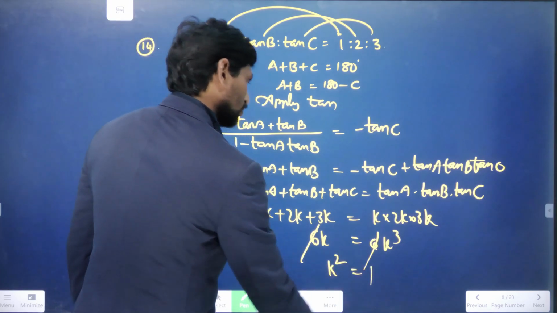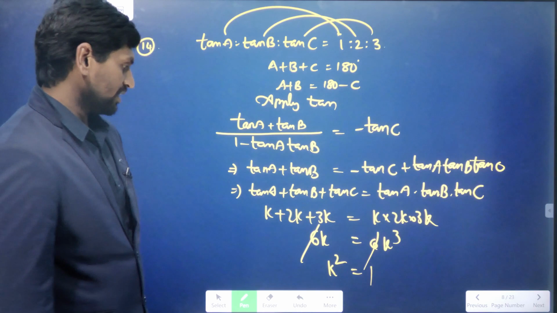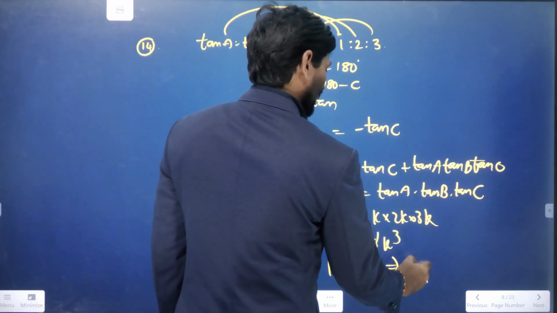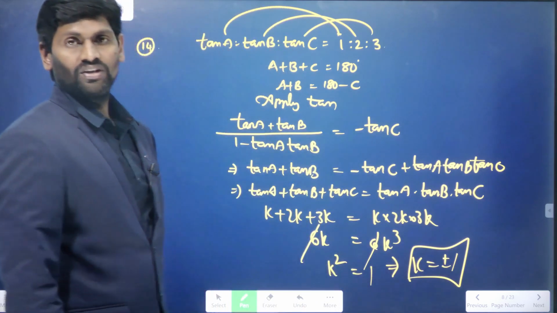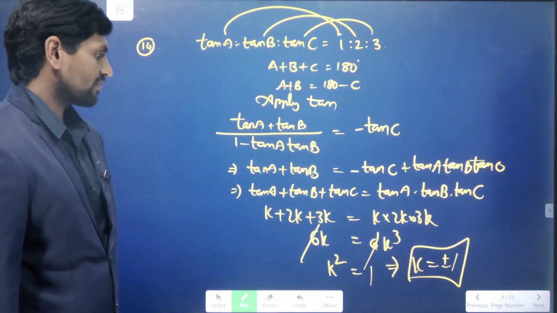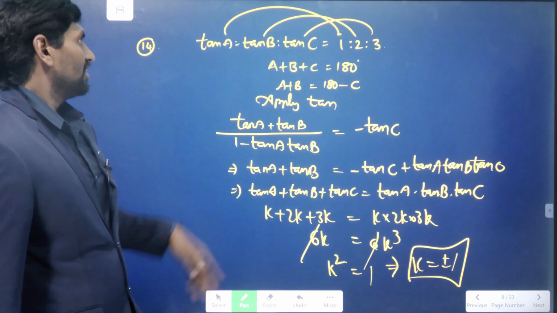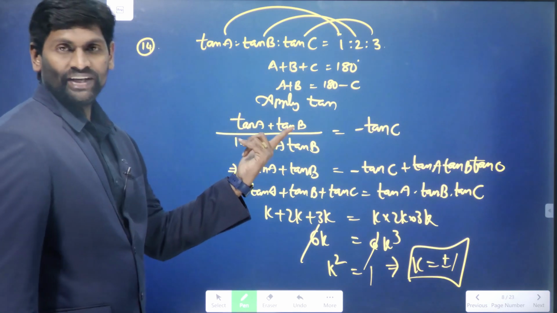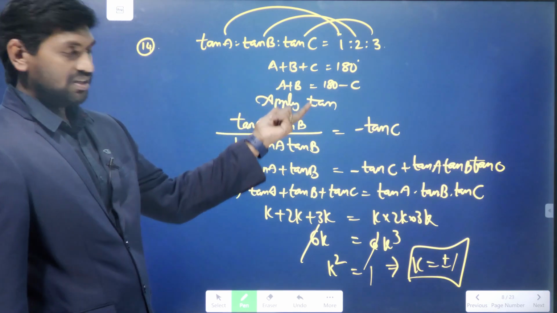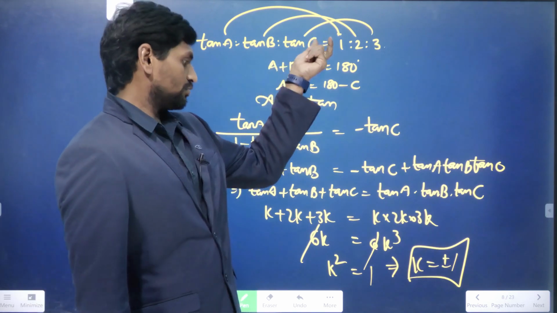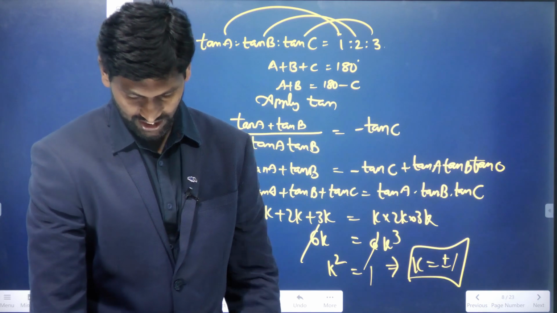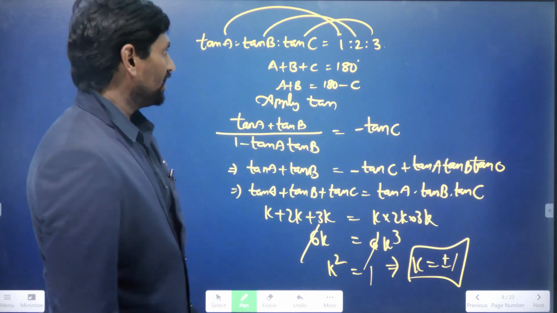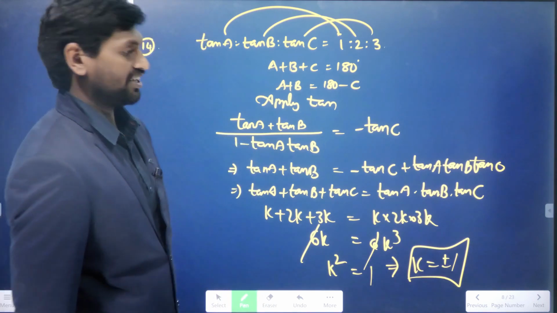k square is equal to 1. That means k cube by k is equal to 1, k square is equal to 1. That implies k value is plus or minus 1. That means the tan ratio we can take as 1 or minus 1 according to the given question. The values are the same, so for 1, 2, 3 problems we can take the k value as 1. But we need to find the sin A, sin B, sin C ratio.